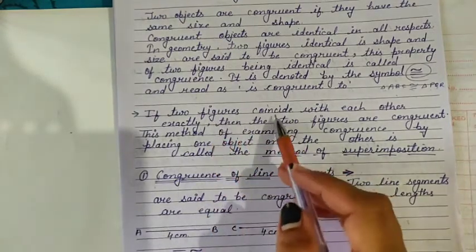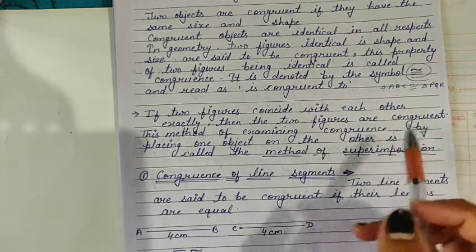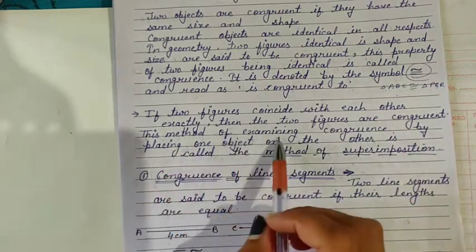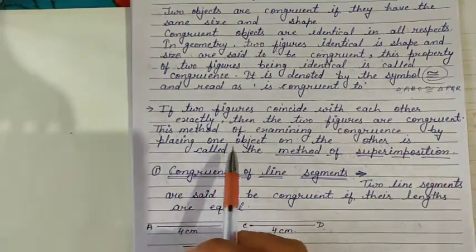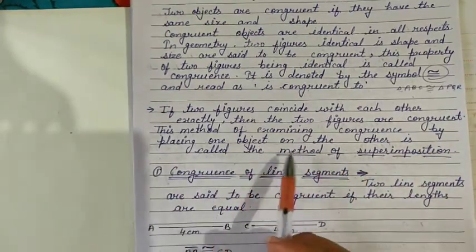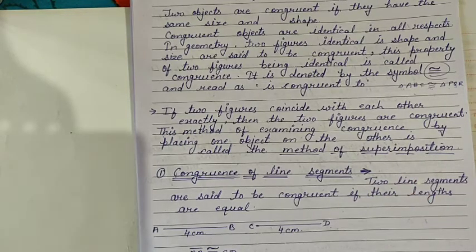If two figures coincide with each other exactly, then the two figures are congruent. This method of examining congruence by placing one object on the other is called the method of superimposition.